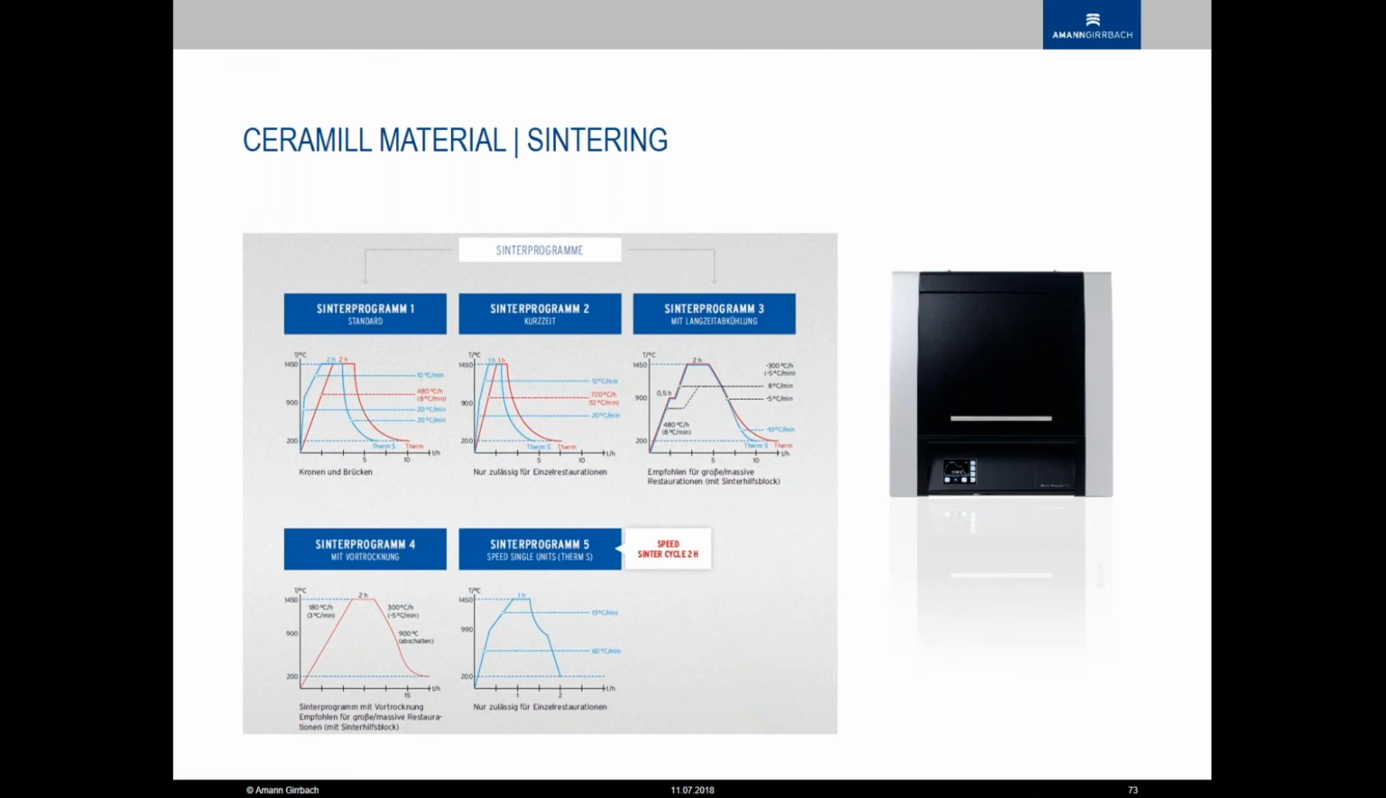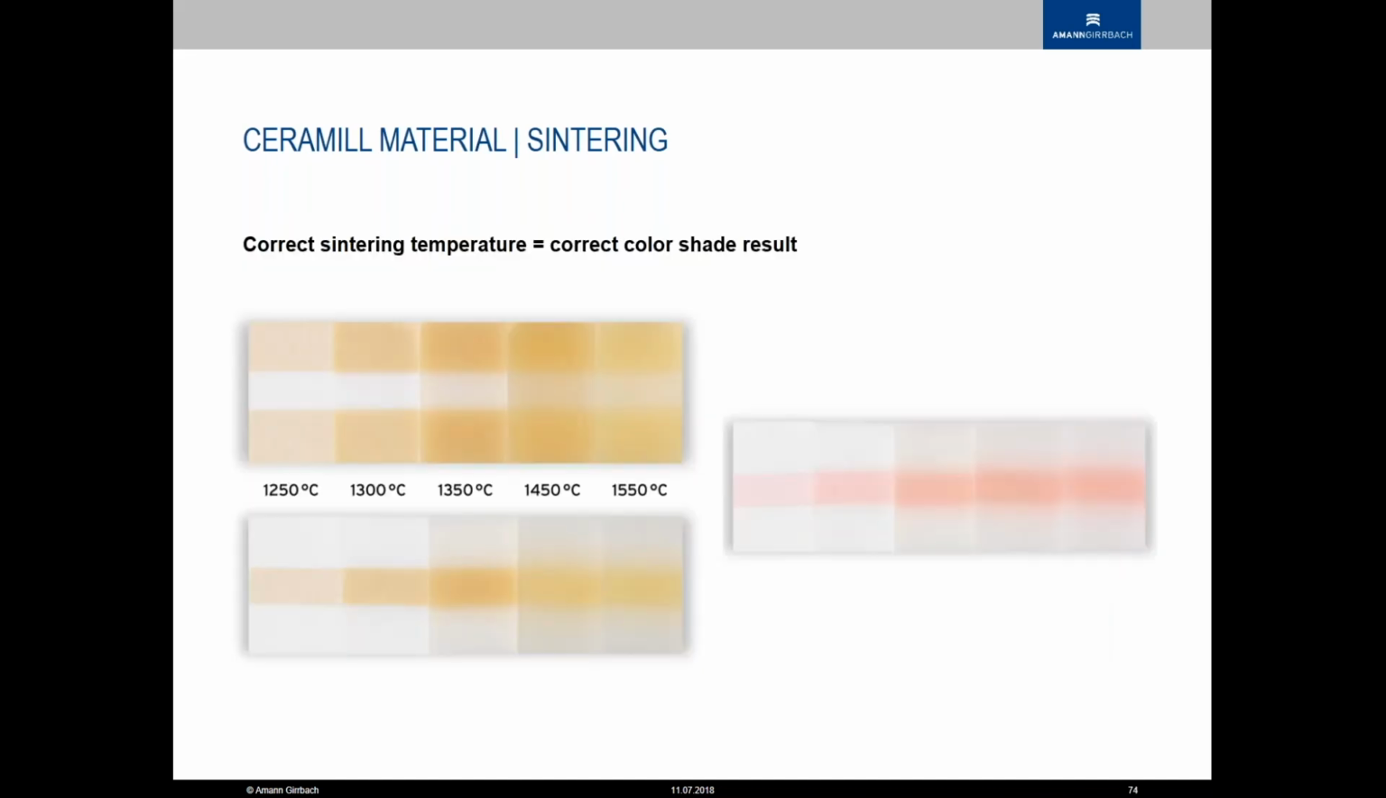And all our zirconias are approved to be used with such a speed sinter cycle. As long as it's not faster than that, we can allow you to work with that, and you're on the safe side. The thing, if we're talking about sinterization here, is sinter temperature has an effect on your shades.